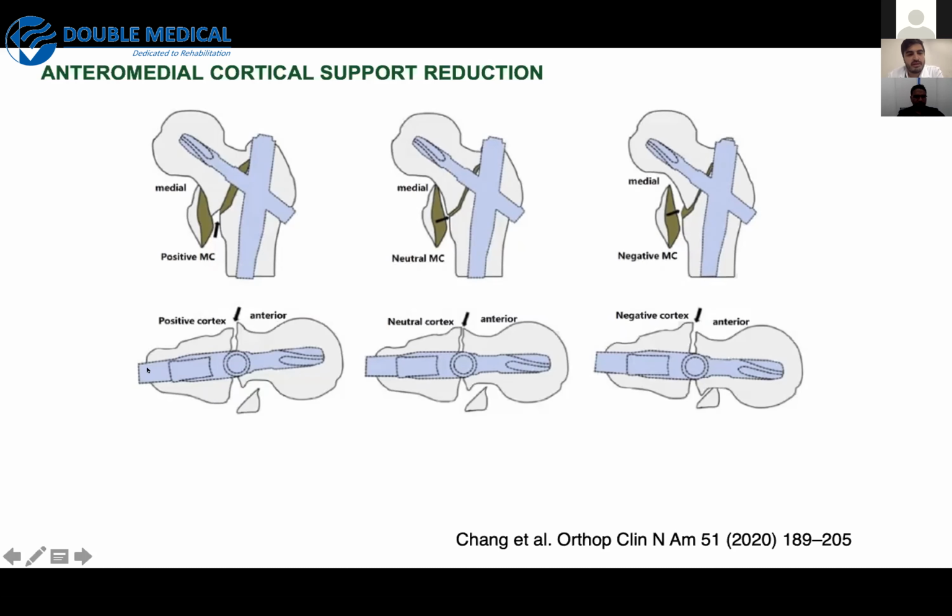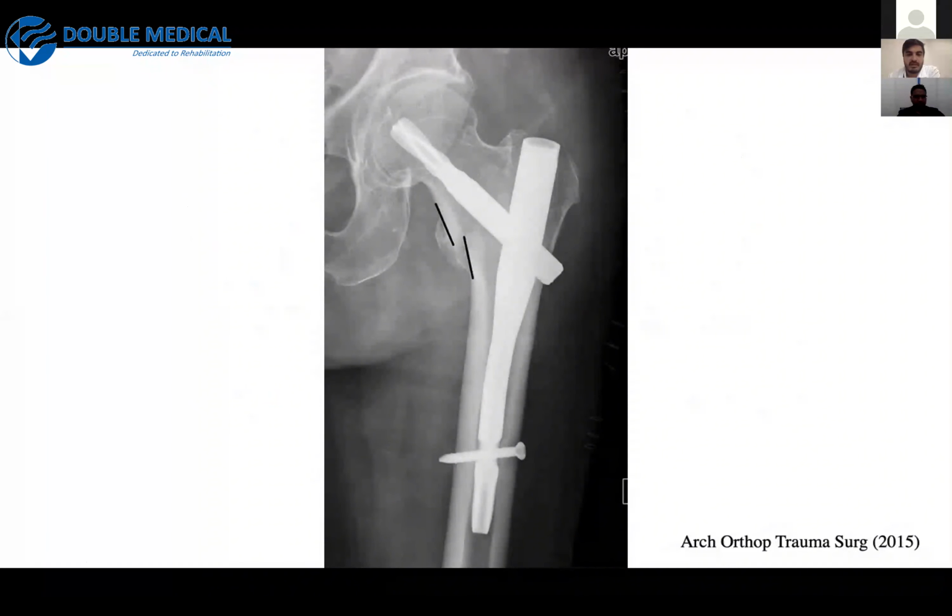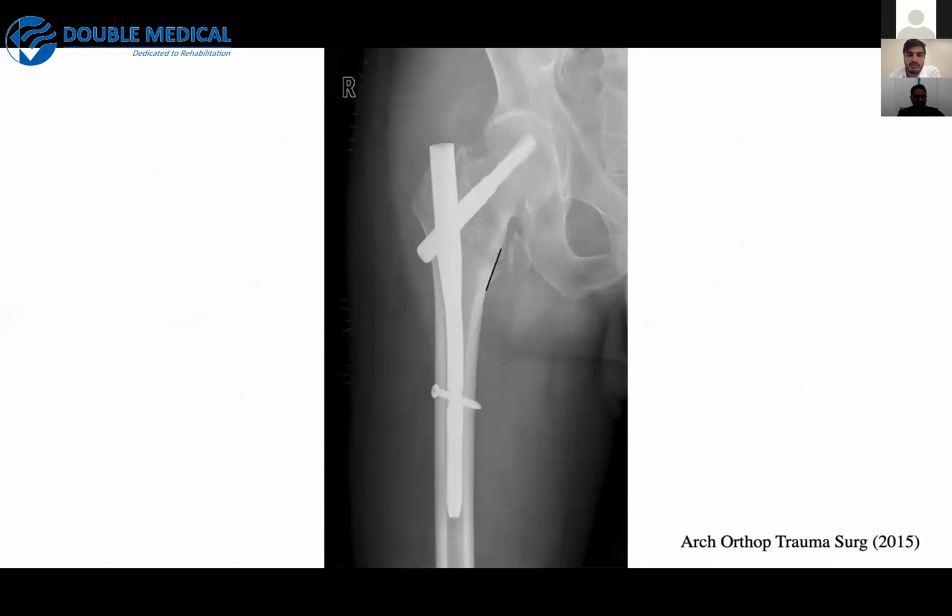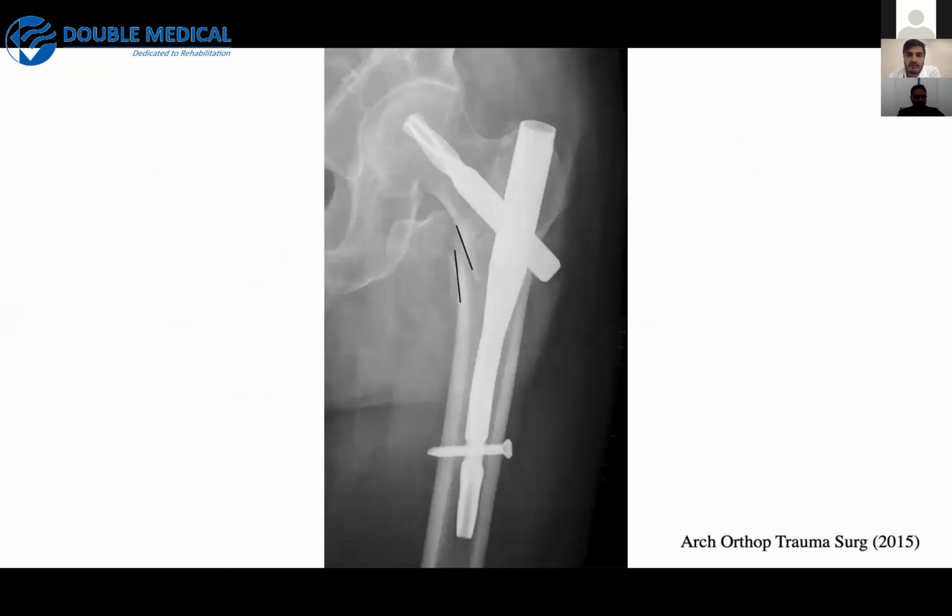Also, with the axial X-ray, you have to achieve a coaxial view of the nail and the screw or helical blade, and you also have to have a positive anterior head neck shaft relation, or neutral or negative. When you have a negative, you can have failures because you don't have a good buttress support. This is an example. Here you have a positive AP relation, here a neutral, and here a negative.